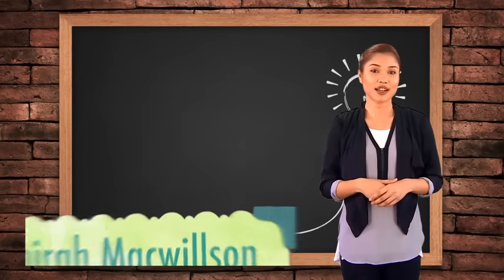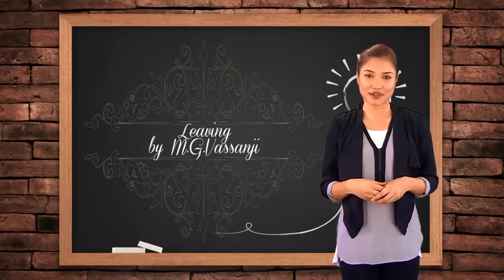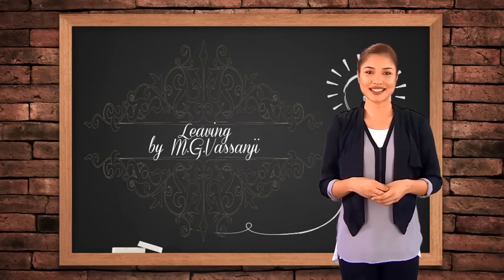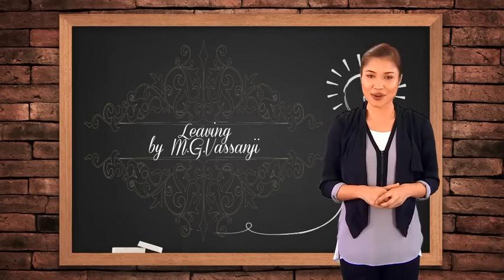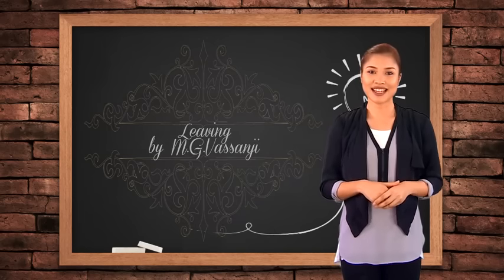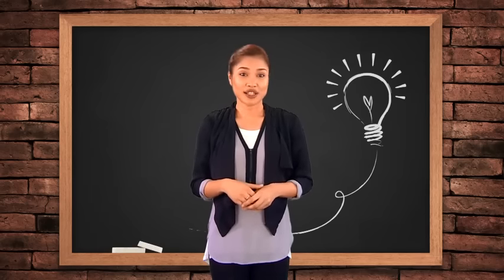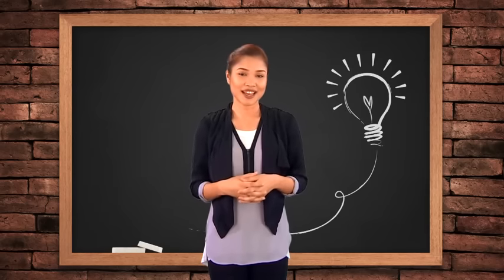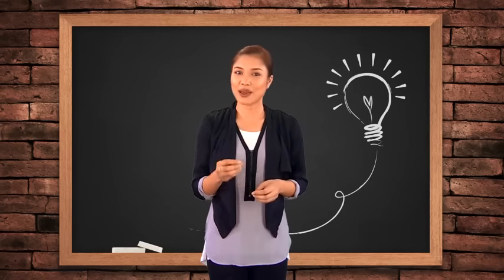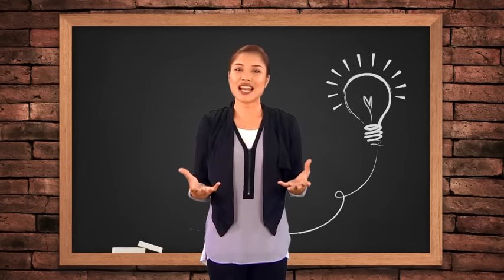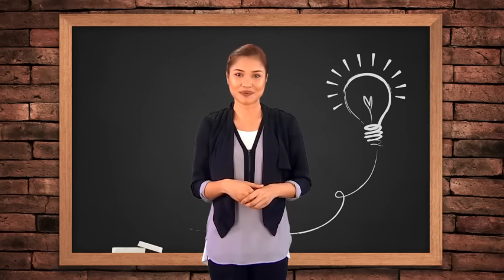Today, we are going to learn about the short story, Leaving by M.G. Vassanji. This story is about Alu, who dreamt of continuing his studies in America. He was disappointed at first when his mother resented the idea of him studying overseas. However, after deep thoughts, his mother finally gave him her blessings and allowed Alu to pursue his dreams.